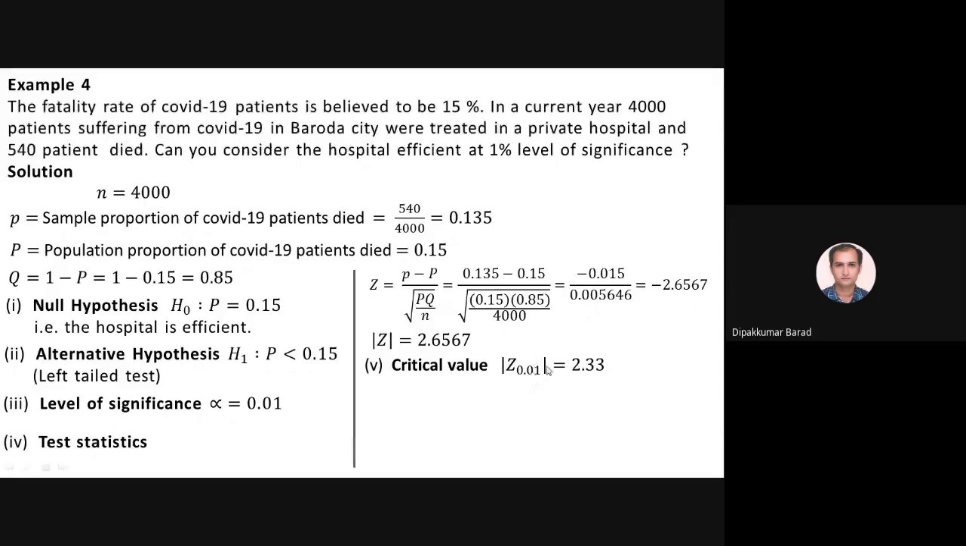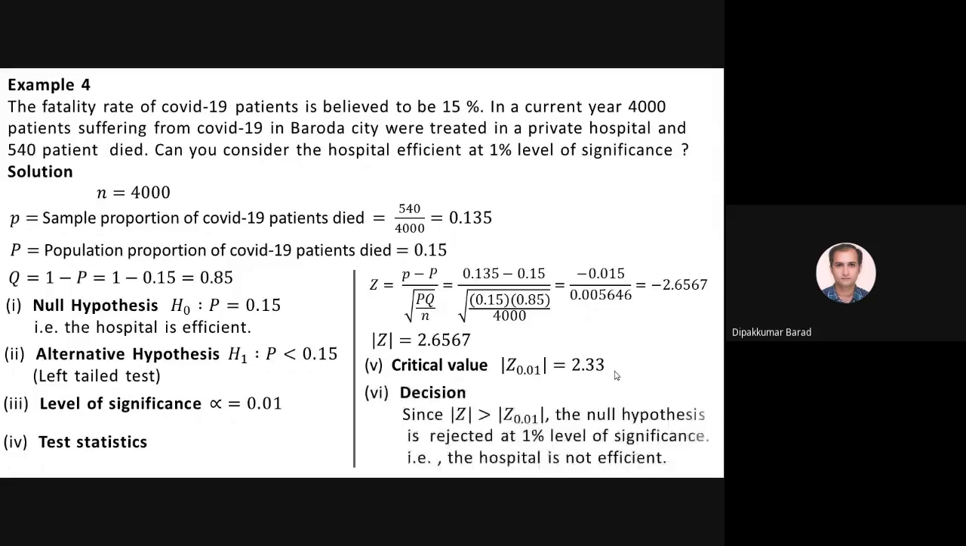So we can find mod z, and now we have to find the critical value at 0.01, which gives the absolute value 2.33. If we compare it with our value of mod z, we can say that mod z is greater than the absolute value of z at 0.01, so the null hypothesis is rejected at 1% level of significance. This means the hospital is not efficient.